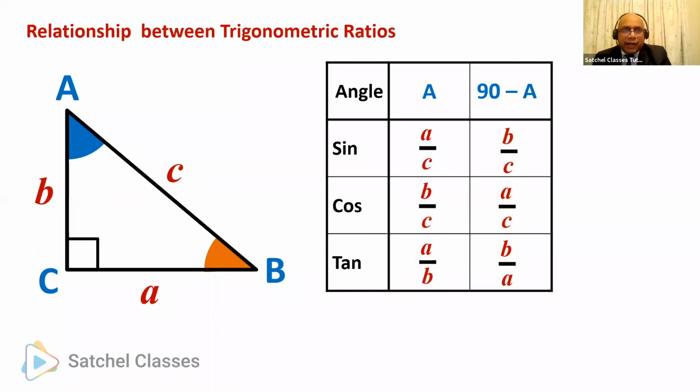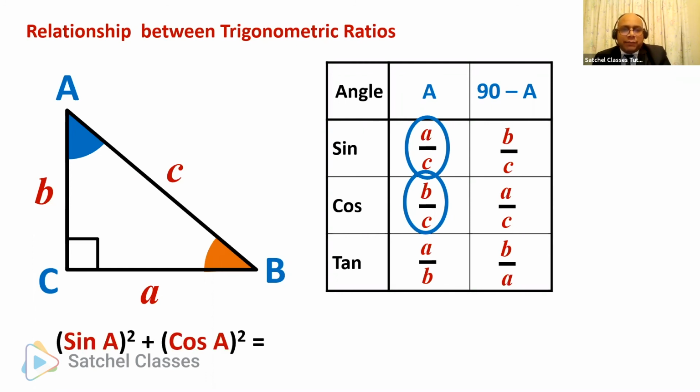And finally, the last of the relationships, which is also called the trigonometric identity. Let's look at the sine of angle A and cos of angle A, and let's square them and add them. So sine A the whole squared plus cos A the whole squared. What will you get? It will be a fraction A over C the whole squared, which is A squared over C squared, plus fraction B over C the whole squared, which is B squared over C squared. Now, because both the fractions have the same denominator C squared, we can always add the numerators, leaving the denominator the same, right? A squared plus B squared over C squared.